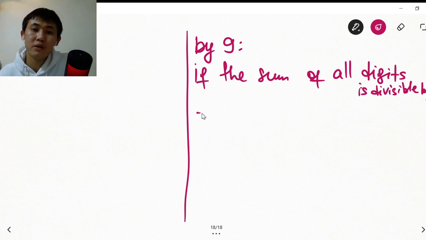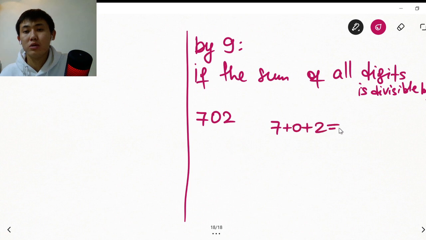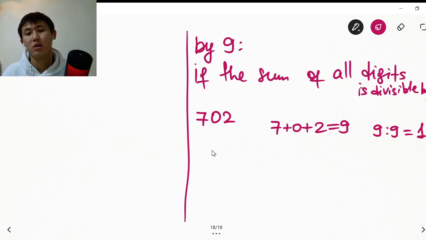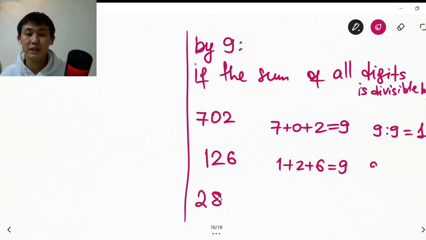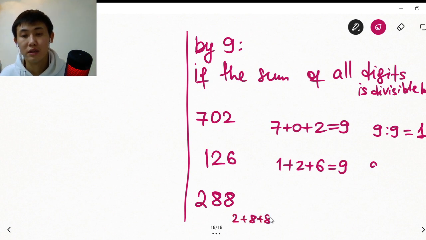For example, 602. 6 plus 0 plus 2 is equal to 9. 9 over 9 is 1. Or we can say 126. 1 plus 2 plus 6 is 9. 9 is divisible by 9. And we can say 288. 2 plus 8 plus 8 is equal to 18. 18 is divisible by 9, sorry.